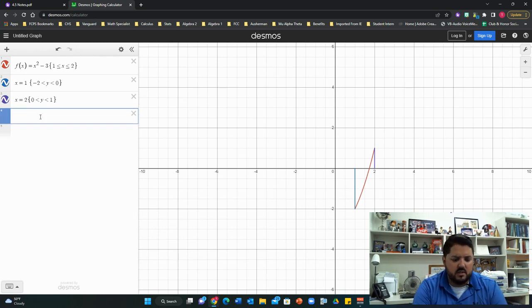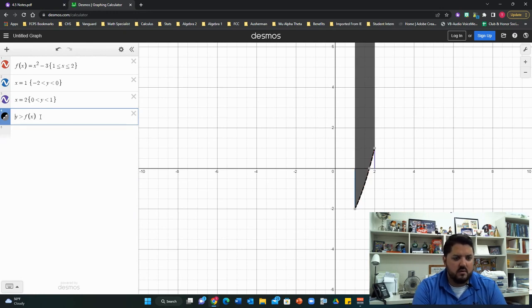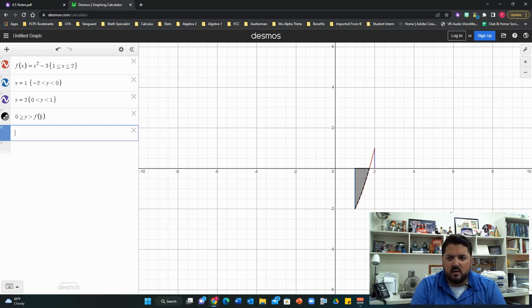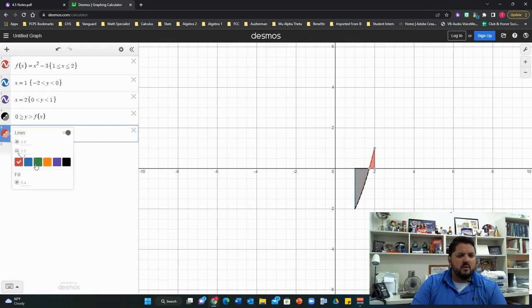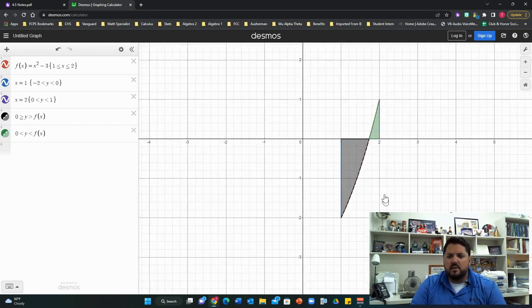And then let's shade this in. I want y greater than f of x, and let's keep it to 0. There we go. And then same thing on the other side, 0 to f of x. There we go. Let me change that one to green. So here is our region.